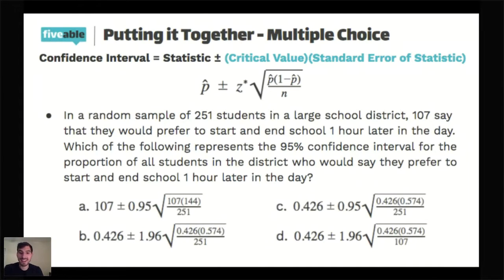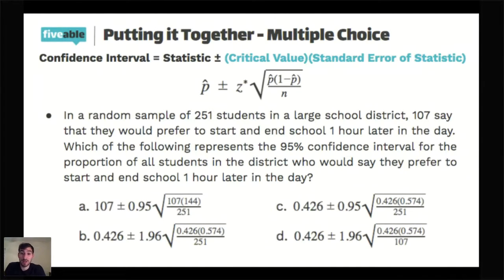So they're not asking you to get the endpoints of the interval. They're not asking you to come up with any specific numbers. They are asking you to pick out which of these setups does it the right way. And the first thing I tell my students to do is look for what the confidence level is and look at what the z-star would be for that confidence level. And you can immediately cross out anything that doesn't contain that specific z-star.